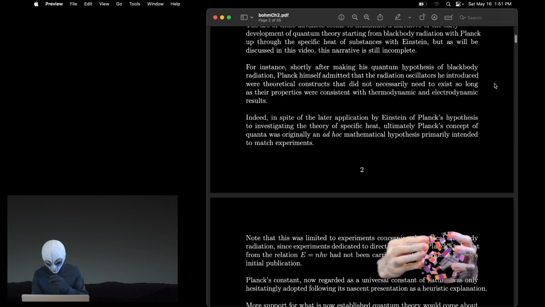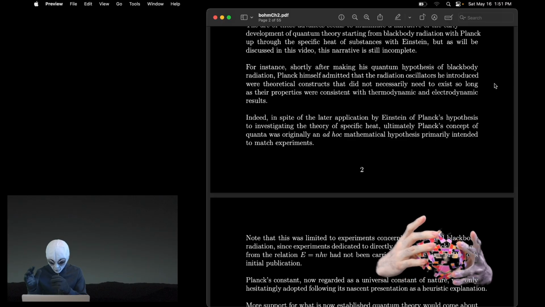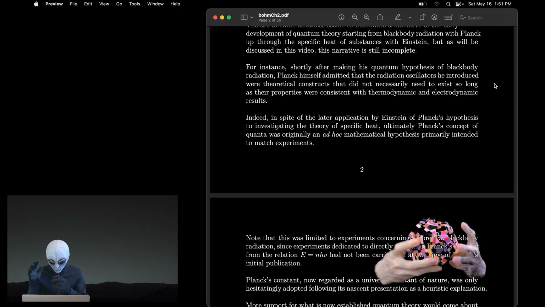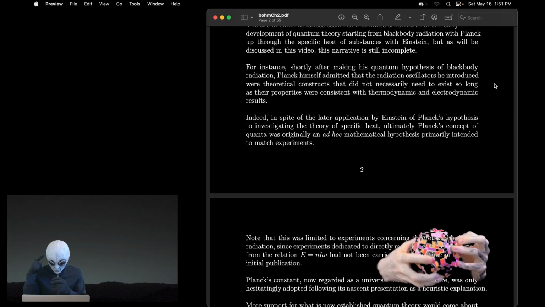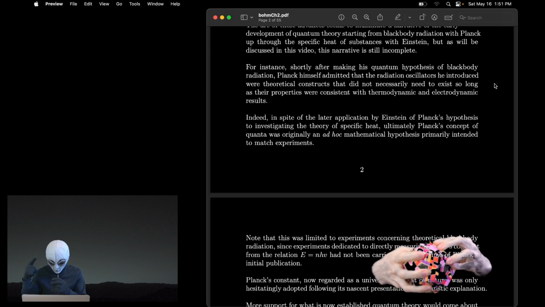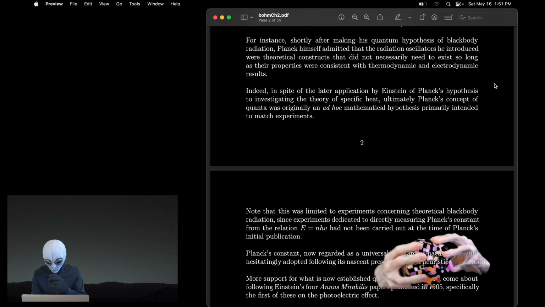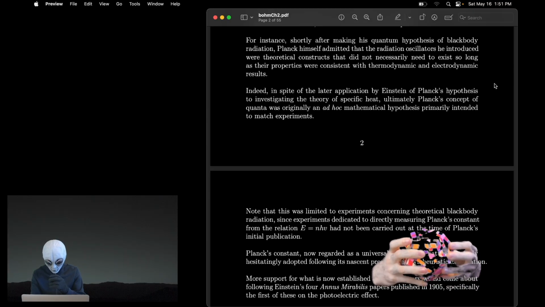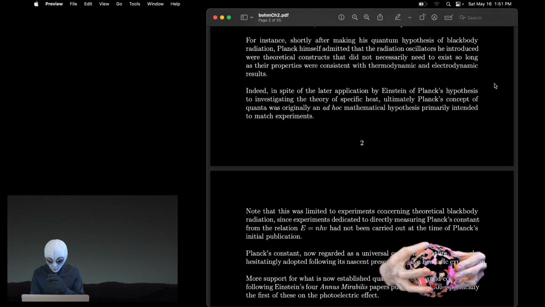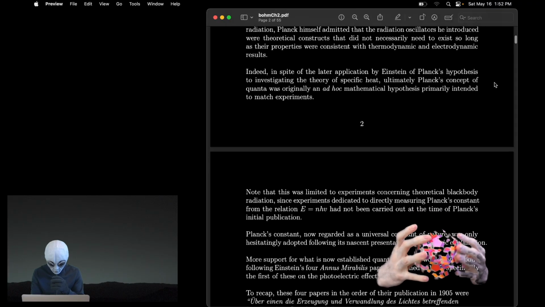For instance, shortly after making his quantum hypothesis of black-body radiation, Planck himself admitted that the radiation oscillators he introduced were theoretical constructs that did not necessarily need to exist so long as their properties were consistent with thermodynamic and electrodynamic results. Indeed, in spite of the later application by Einstein of Planck's hypothesis to investigating the theory of specific heat, ultimately Planck's concept of quanta was originally an ad hoc mathematical hypothesis primarily intended to match experiments.